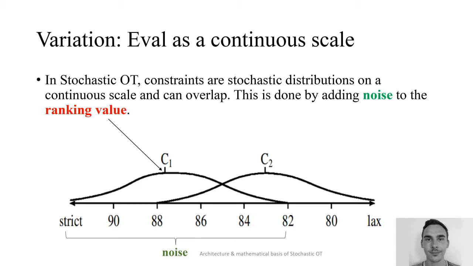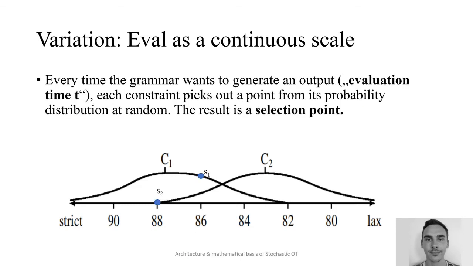So if we want to know the optimal candidate of a stochastic OT grammar, we will have to give a different answer depending on the time that the grammar tries to produce an output. This is what we call evaluation time t, and during each evaluation time t, each constraint function picks out a point from its probability distribution, and that results in a selection point S.